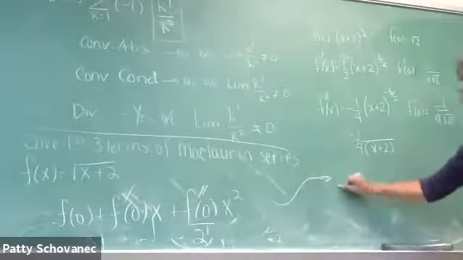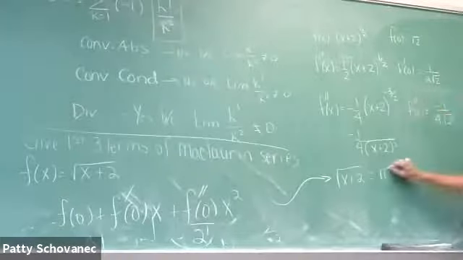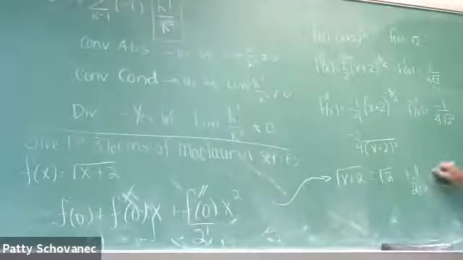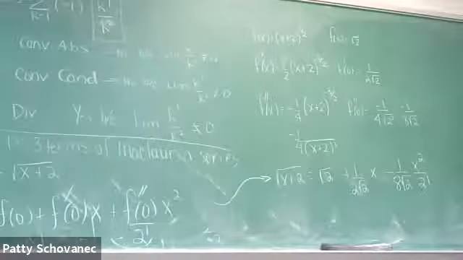And so this says that the square root of x plus 2 is equal to the square root of 2 plus 1 over 2 square root of 2 times x minus 1 over 8 square root of 2 times x squared over 2 factorial. Good there?